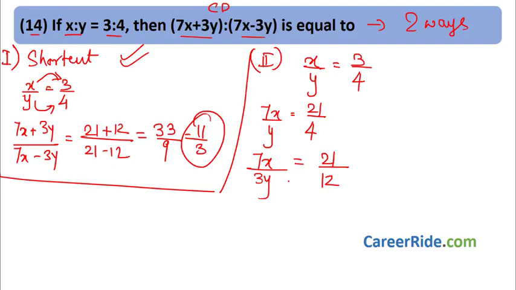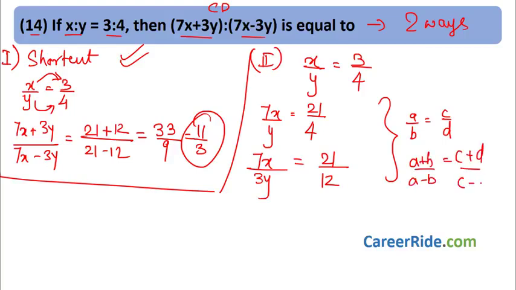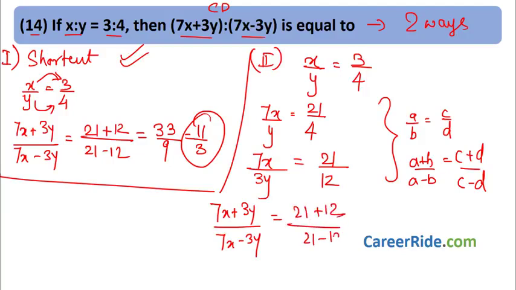Now apply componendo dividendo. What it is? If a upon b is equal to c upon d, then (a + b) upon (a - b) would be equal to (c + d) upon (c - d). So (7x + 3y) upon (7x - 3y) would be equal to (21 + 12) upon (21 - 12), that is nothing but 33 upon 9. Just like previous, we got the answer 11 by 3.